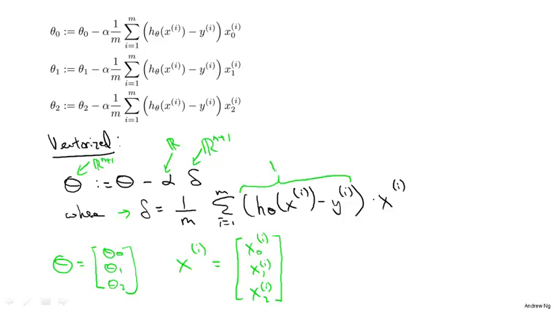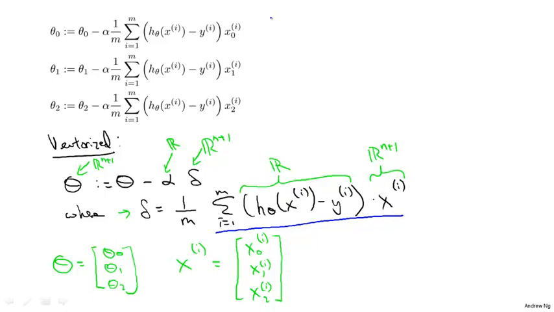This thing here is a real number, and this xi is a vector in R^(n+1). I hope this summation notation makes sense, right? This is a sum of a real number times a vector.